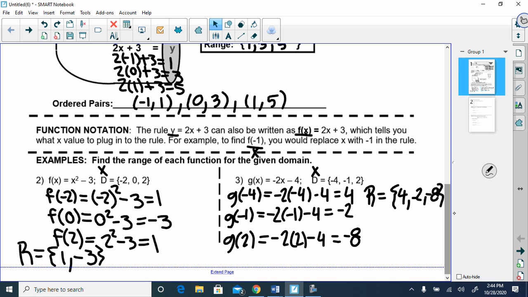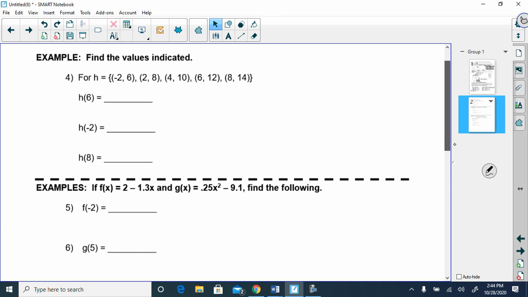Okay, so flip it over on the back. It says find the values indicated, and it says for h, these are our coordinate points. So here when it says h of 6, normally there's an x in here, right? So it's saying when x is 6, so that would be this coordinate point, right? That's the only one that has x being 6. What is my y? And that's it.